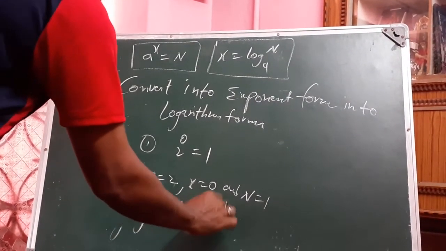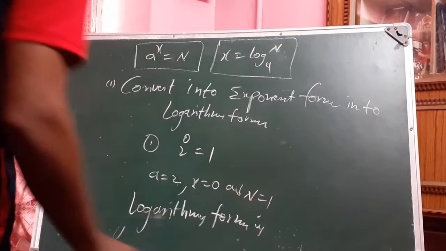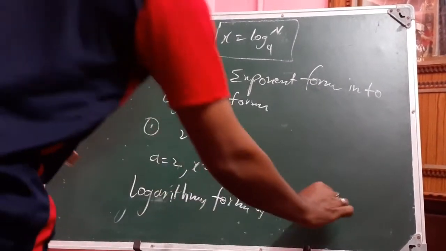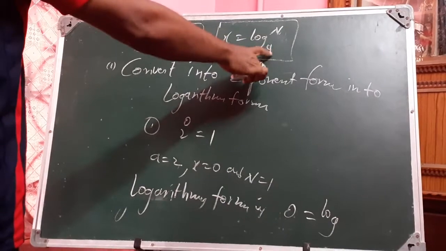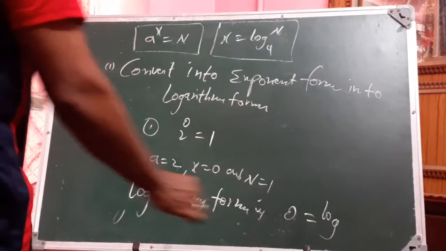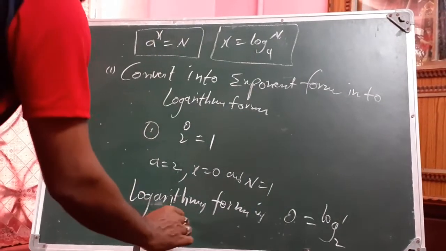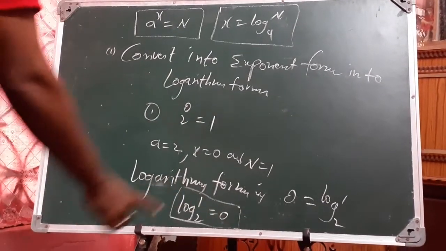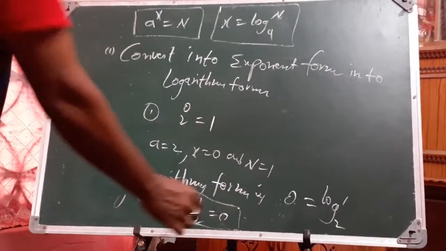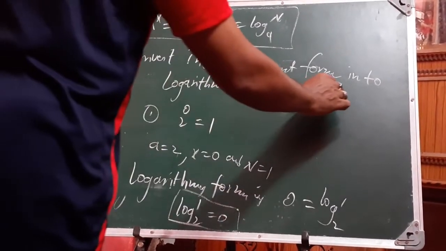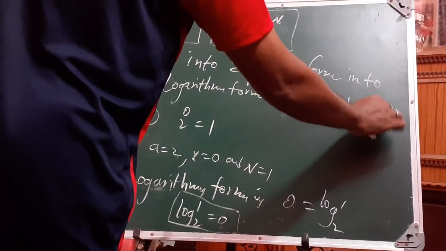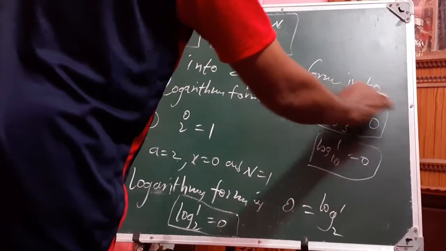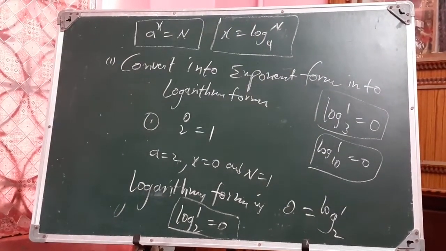Now logarithmic form is x is equal to log of n to the base a, so 0 is equal to log of n to the base a. Now n value 1, a value 2. So log 1 to the base 2 is equal to 0. This is a very important formula. Log 1 to the base 3 is equal to 0, log 1 to the base 10 is equal to 0. Always log 1 equal to 0. Remember this formula, very important.